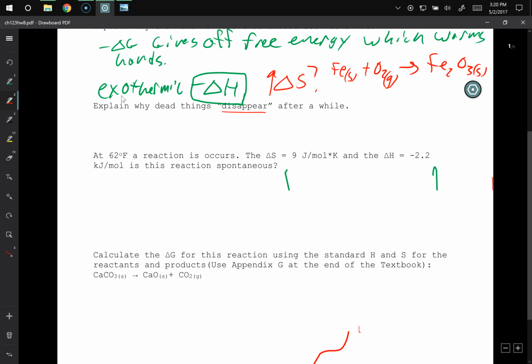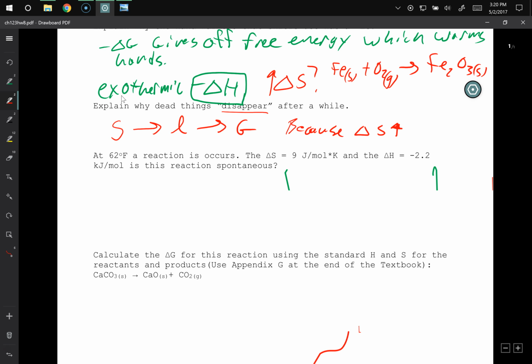So why did dead things disappear? You okay with that? Solid stuff's going to turn into liquid stuff. Might turn directly into a gas, but eventually it'll turn into a gas and it disappears because it's a different state and floats away. And entropy increases every time I do one of those things. So ultimately that's going to win out.